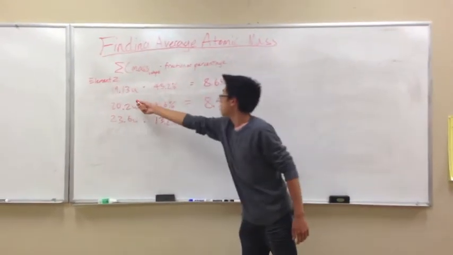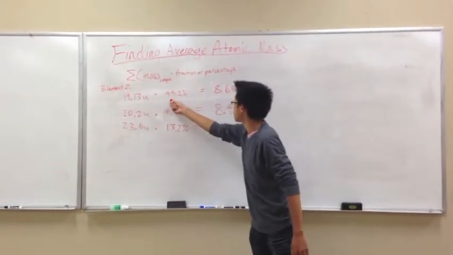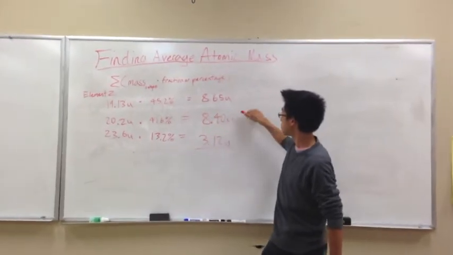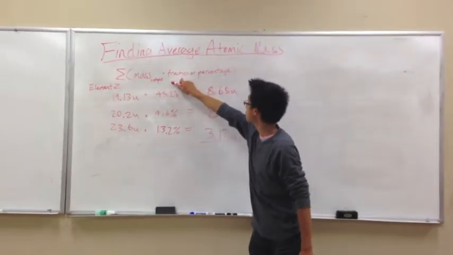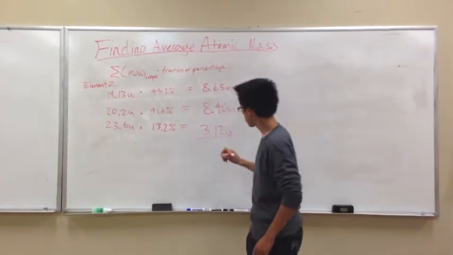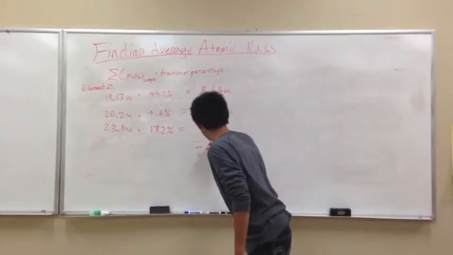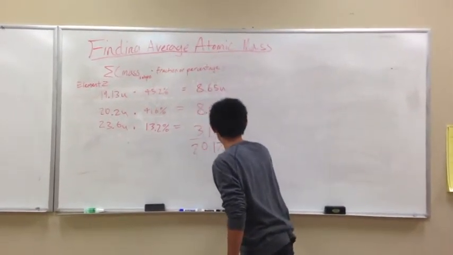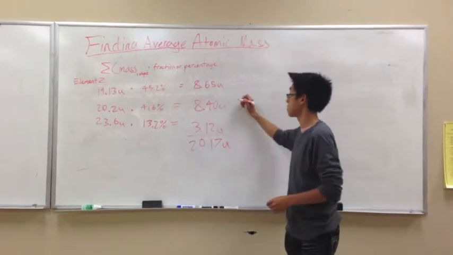So here, I multiplied the mass by the percentage of abundance, found each one's contribution, and you simply add them all together, and it adds up to 20.17 U. And that's the average atomic mass of the fictional element Z.